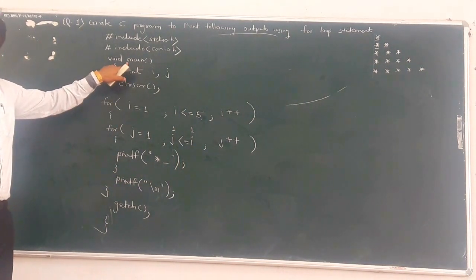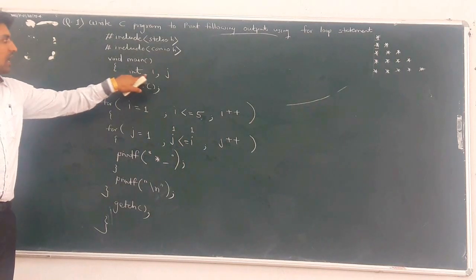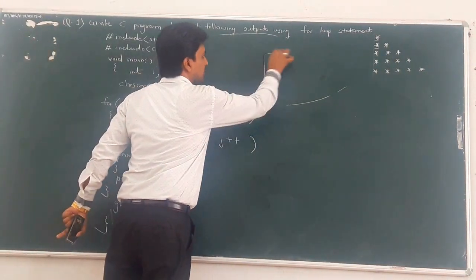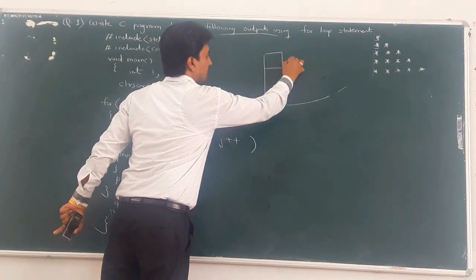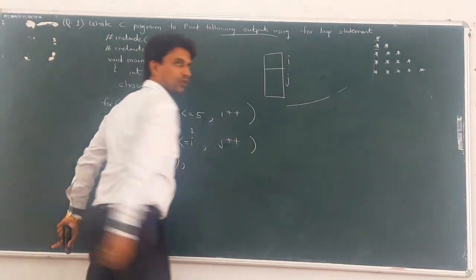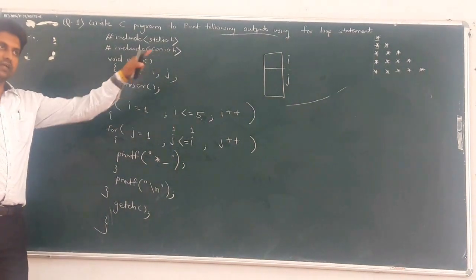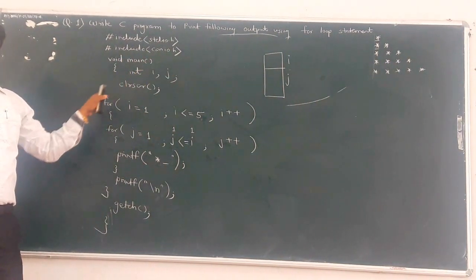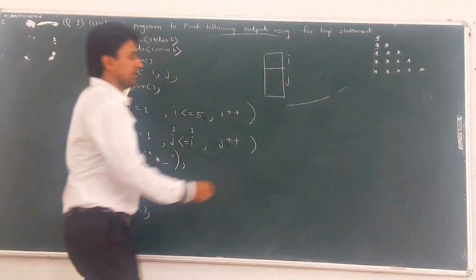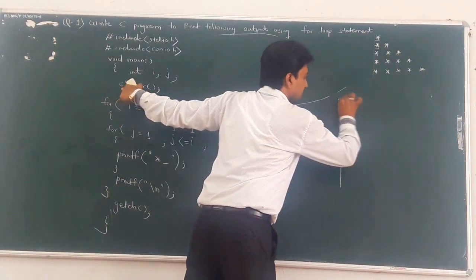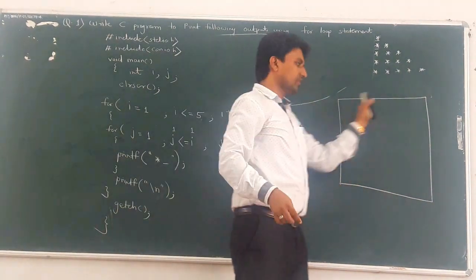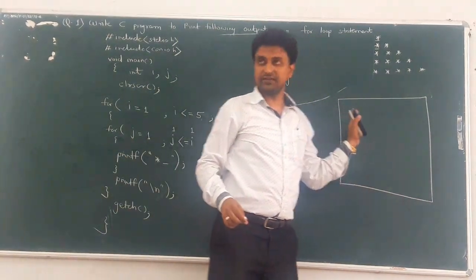Your program starts from the main function, then i and j. Initialization of i and j means there is memory management for i as well as j. 2 bytes are reserved on RAM, and in which partition? The stack partition, because these are local variables. After that, clear screen means this is your text mode window. Whatever the previous output was gets cleared.